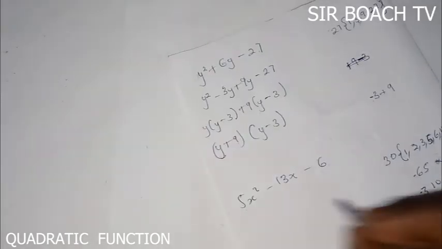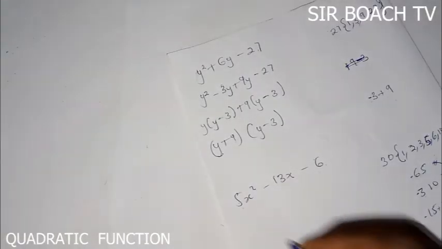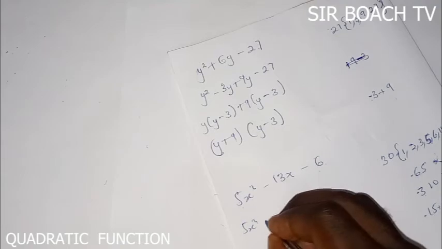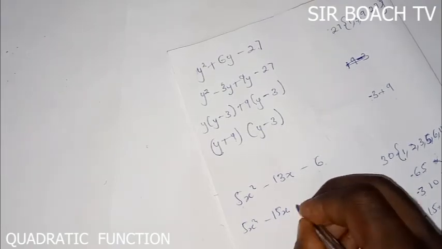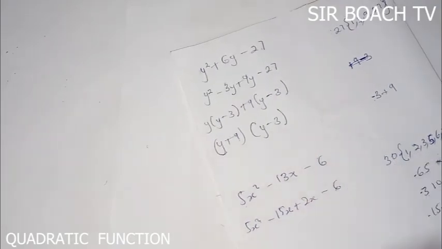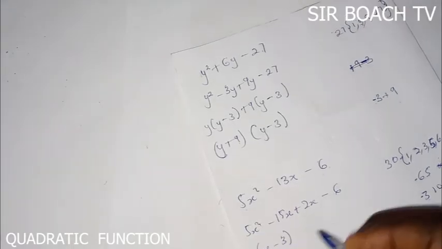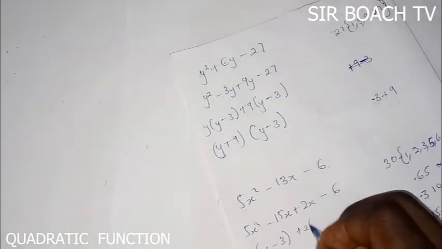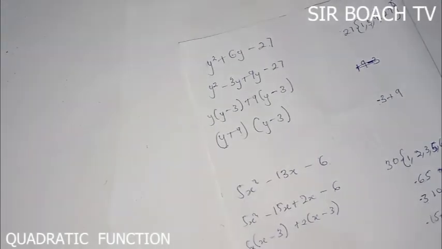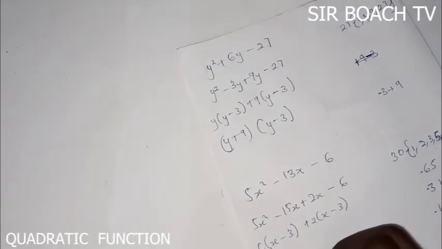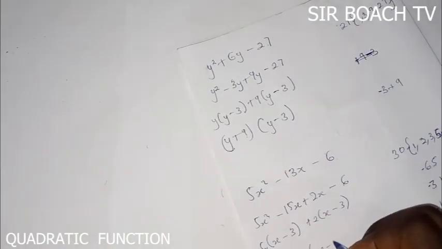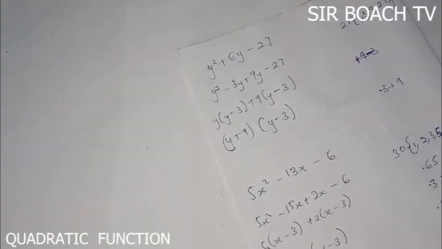So I will replace this one with the 13 over here. I'm just changing it. So 5x squared minus 15x plus 2x minus 6. Then what do we do? We just have to factorize. So we bring 5x out, then we get x minus 3 here. Then we bring 2 out here, then we get x minus 3 here. We are going to get 5x plus 2 in one bracket and also x minus 3 in another bracket. Just simple like that.